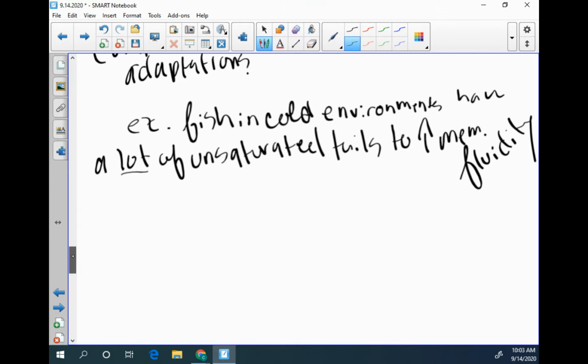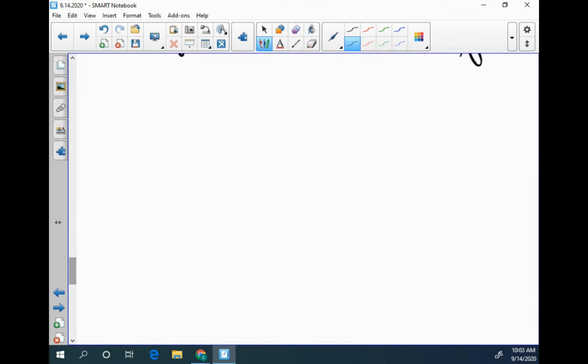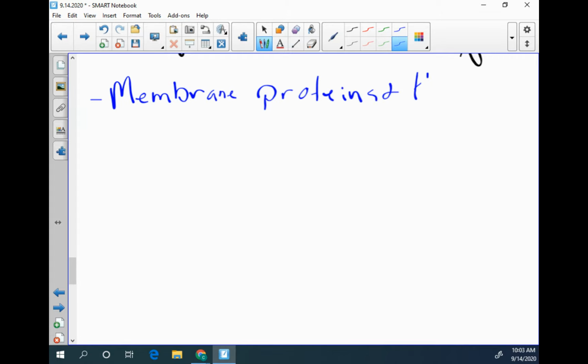It would not be a mosaic if we didn't talk about what makes it a mosaic. It's not all lipids. We talked about the fluid part, and now we're going to talk about the mosaic part. So, membrane proteins and their functions. I'm going to abbreviate functions just so I have space.